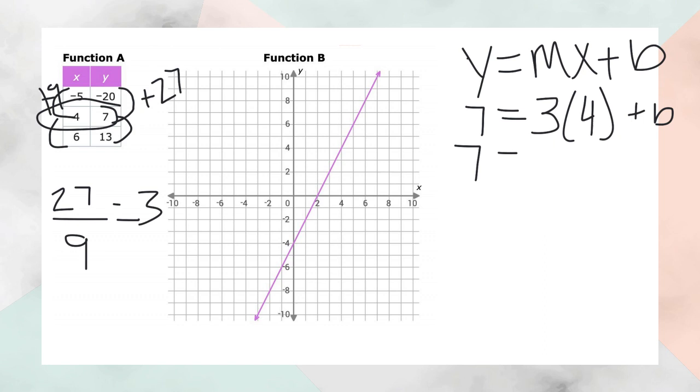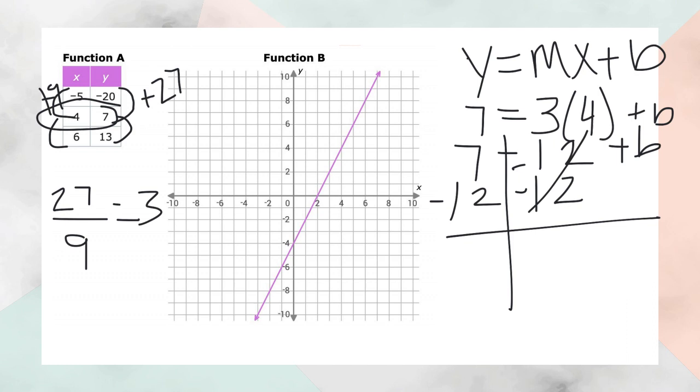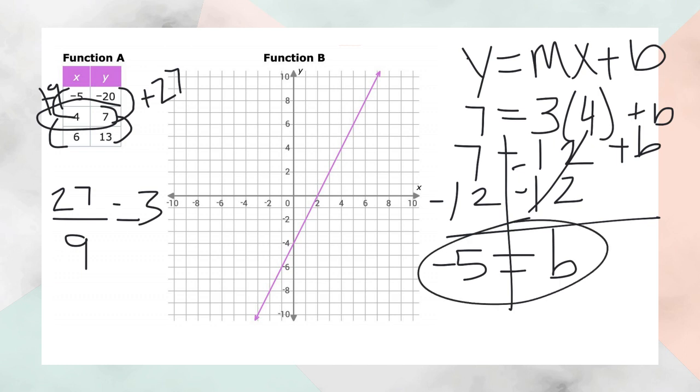So now I multiply first. 3 times 4 is 12. So now I have 12. I bring down my plus b. Now it's my one-step equation. 12 is positive, so I'm going to subtract it on both sides. That cancels out over here. 7 minus 12 equals -5. So -5 equals b. So if I'm comparing, that is my y-intercept for function A.